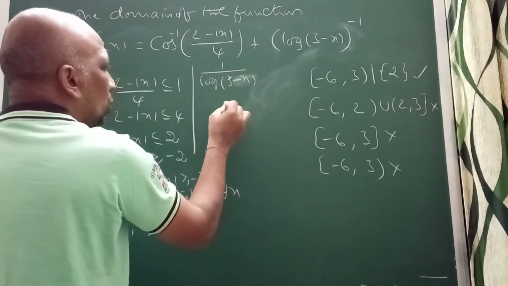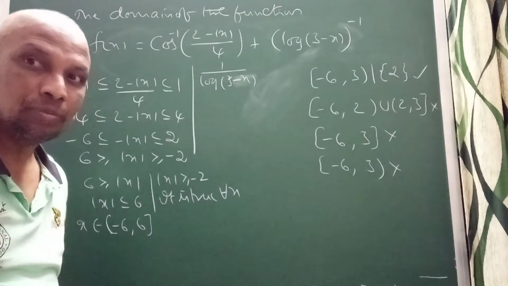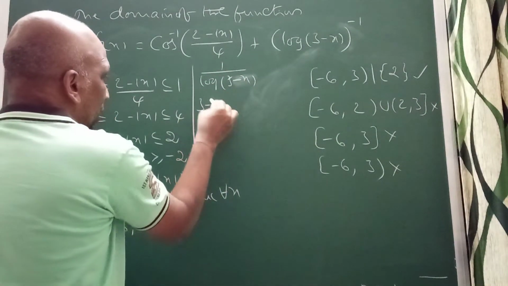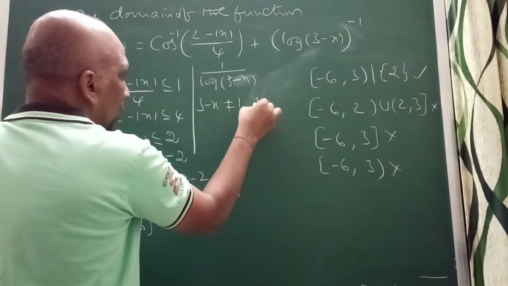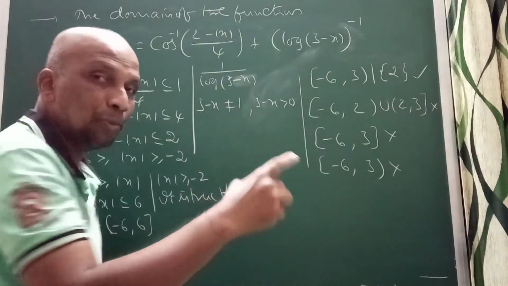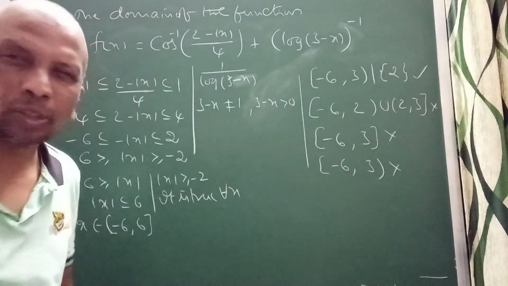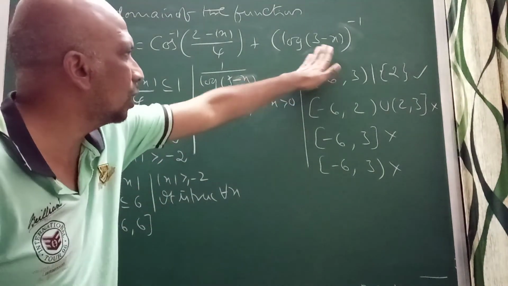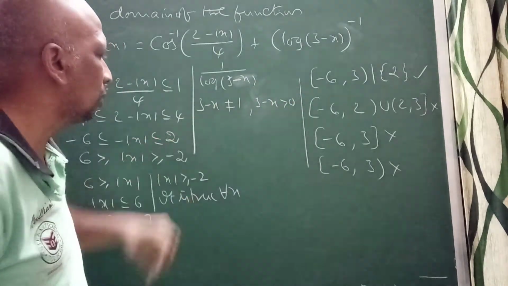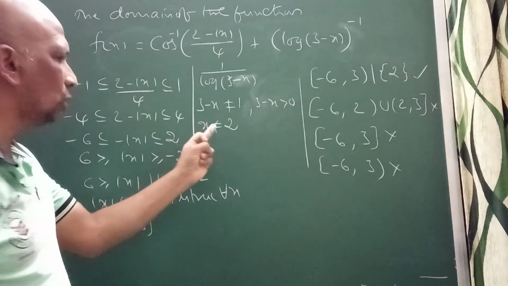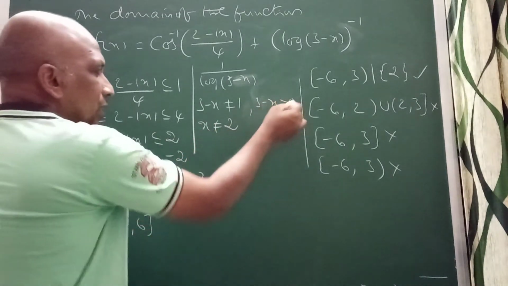1 by log of 3 minus x. So this should not be 0, right? 3 minus x should not be 1 also. Correct, from this log 1. So I can consider 3 minus x should not be equal to 1 and 3 minus x should be positive. Correct, a logarithm exists for only positive numbers. So I can decide here, right? I can decide about this one now. x should not be equal to 2. Correct, x should not be equal to 2 and 3 minus x greater than 0.